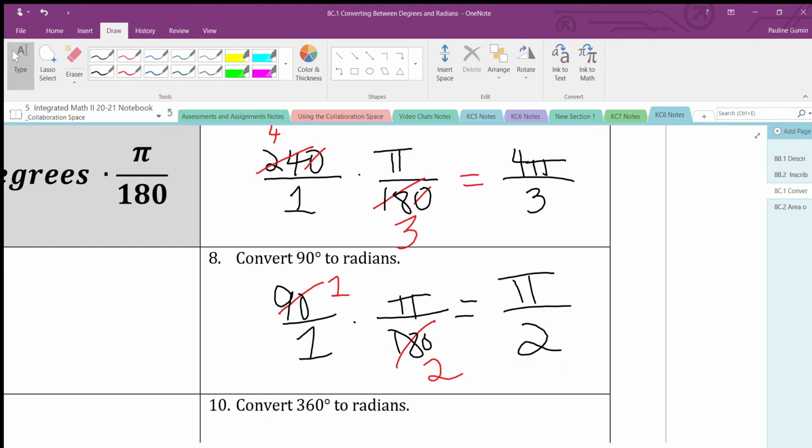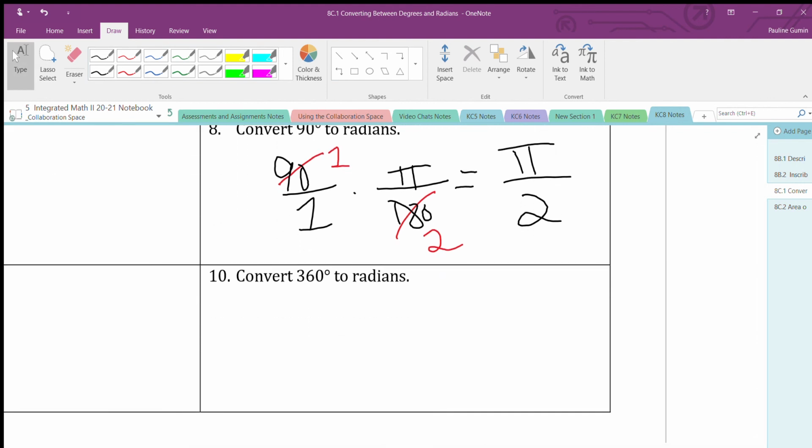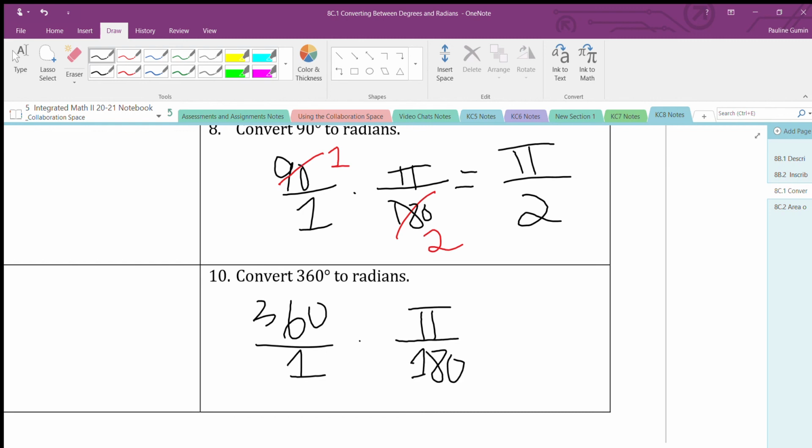Nice. Let's do 360. 360 over 1. So recall that 360 is a full circle, right? So let's see what a full circle is in radians. We can reduce 360 and 180 because 180 times 2 is 360. So in radians, 360 degrees is 2 pi.